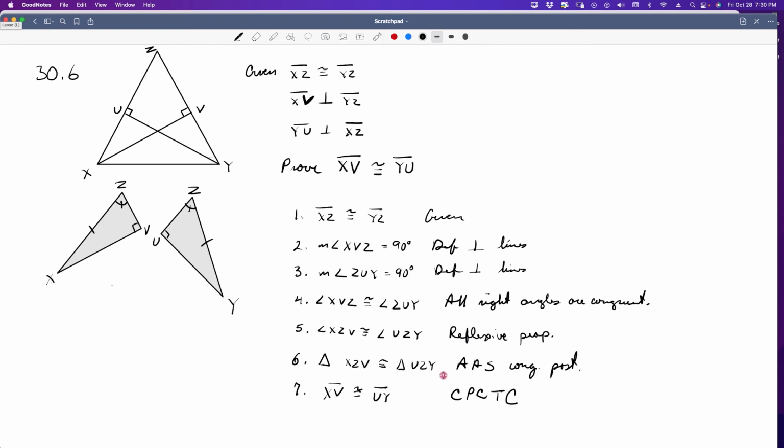Right? And you could also write this as angle, angle, angle, because we know if two angles are congruent in two triangles, then all three angles have to be congruent. So angle, angle, angle, side congruency postulate is the same as angle, angle, side congruency postulate. One could argue that angle, angle, side is more correct here because we're having to prove that these sides are congruent. So anyway, that is 30.6. That is the end of lesson 30.